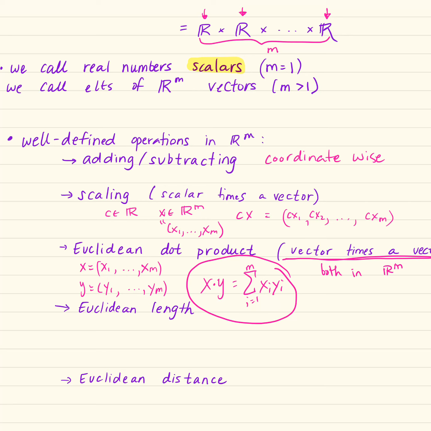Next thing is Euclidean length. Now, how do we define length? Well, the length of a vector is going to be the square root of what you get when you dot a vector with itself. Right? So it's going to be the square root of the sum of the xi squared, i from 1 to m. Now, in the case that m equals 2, well, never mind. We'll get to that.